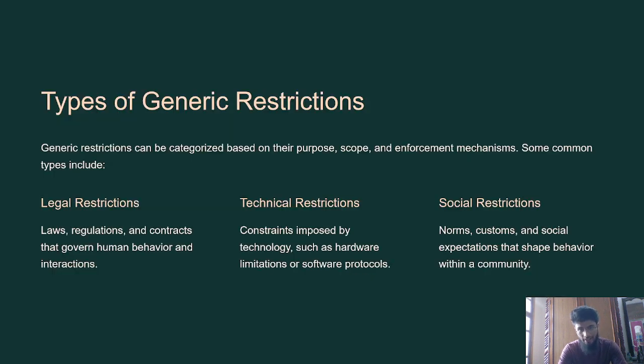Types of generic restrictions: legal restrictions, technical restrictions, social restrictions. Generic restrictions can be categorized based on their purpose, scope, and enforcement mechanisms. Some common types, as we can see here, include legal restrictions: laws, regulations, and contracts that govern human behavior and interactions. Technical restrictions: constraints imposed by technology, such as hardware limitations or software protocols. Social restrictions: norms, customs, and social expectations that shape behavior within a community.